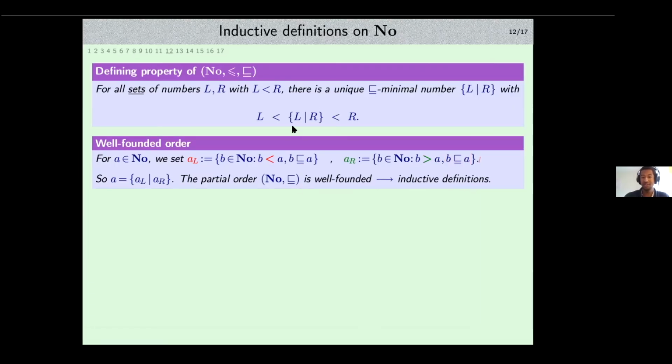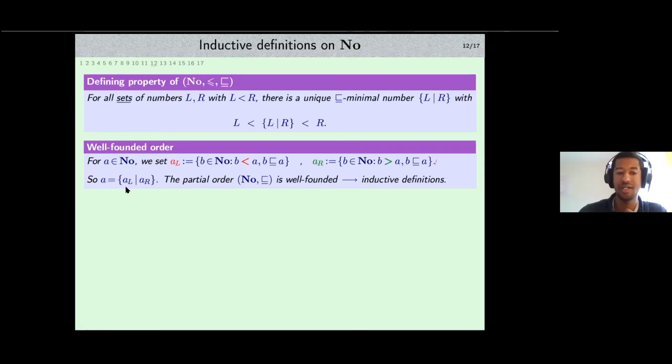And so, for instance, A lies between AL and AR by definition, and it's also the simplest that lies between AL and AR. And so if you want to define a function on A, so f of A, we can do it by specifying what is f on this set and what is f on this set. So we have inductive definitions.